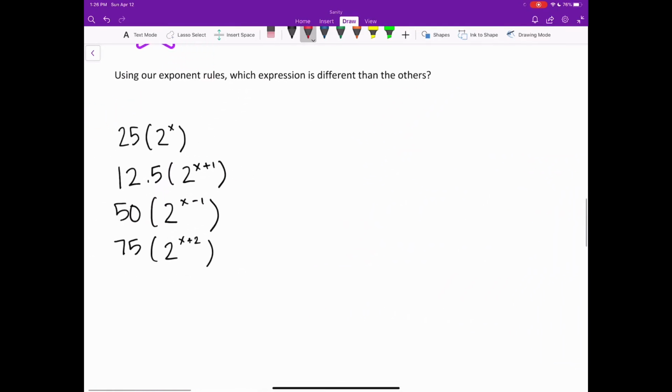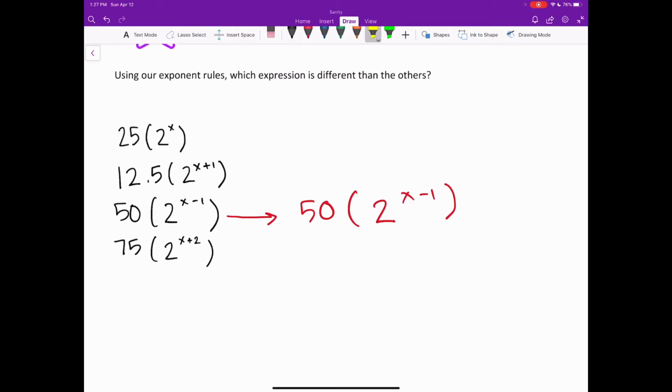Let's look at some of these. I'm going to do one with you, and then I'm going to expect you to do the others and show me which one doesn't match. I'm going to take a look at this one right here, all right? I have 50 times 2 to the power of x minus 1. If I can show that that expression is similar to any of the other three, then I can start connecting these links, right? And I can show which one doesn't match.